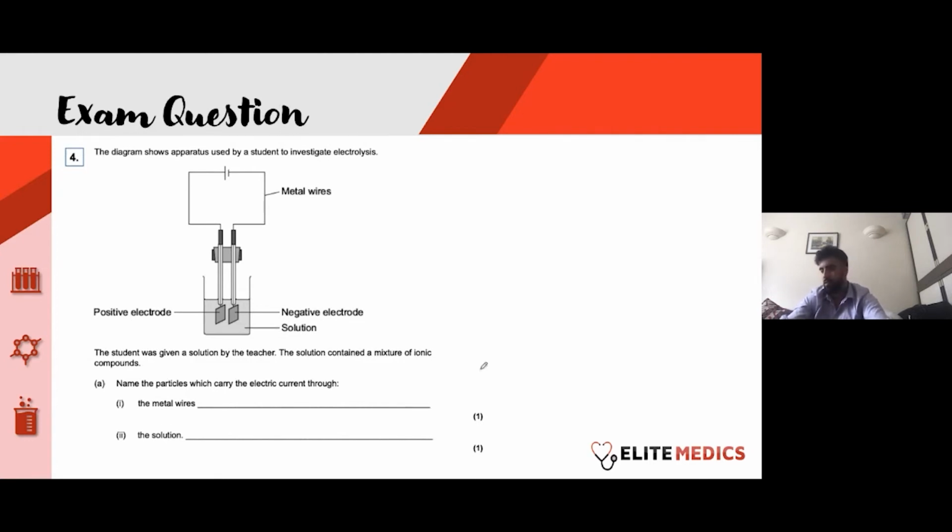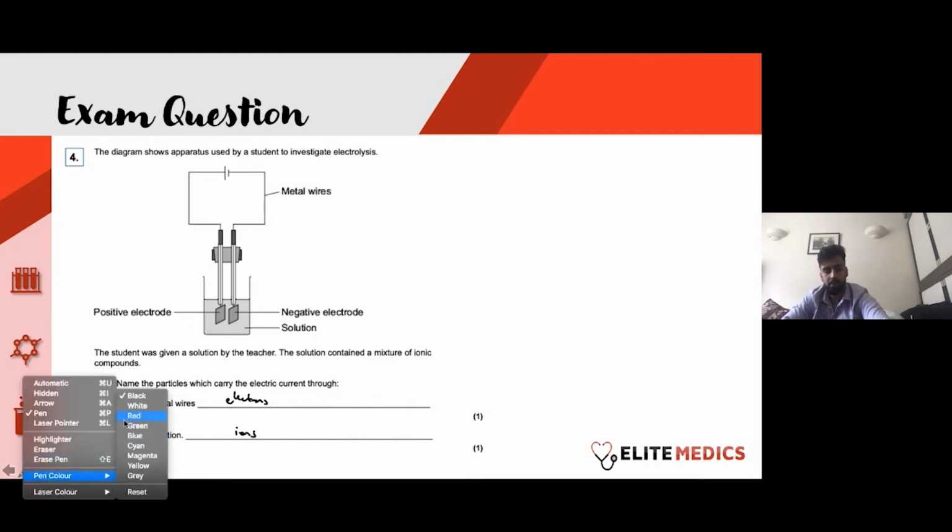So let's have a look at this question here. The diagram shows apparatus used by a student to investigate electrolysis. The student was given a solution by the teacher. The solution contained a mixture of ionic compounds. Name the particles which carry the electric current through the metal wires. It's going to be your electrons. In the solution, it's going to be your ions.